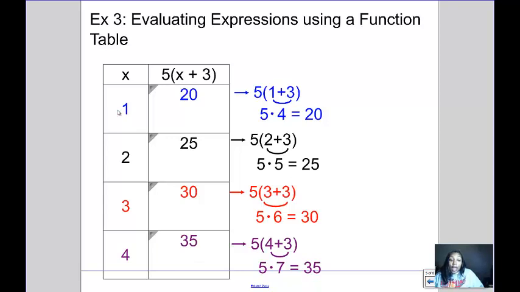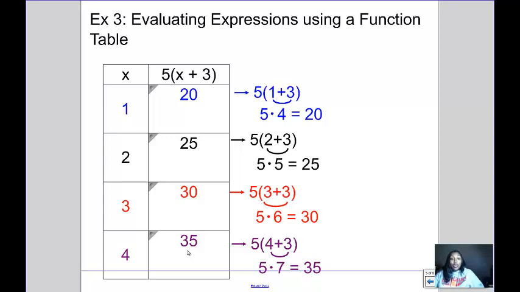So then in our table, when x equals 1, the expression is 20. When x equals 2, the expression equals 25. When x equals 3, the expression equals 30. When x equals 4, the expression equals 35. And if we wanted to continue this table, we could. And this is called a function table. So this is another way that you'll see evaluating expressions.